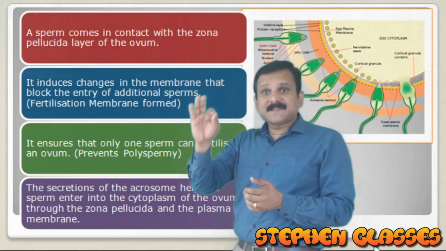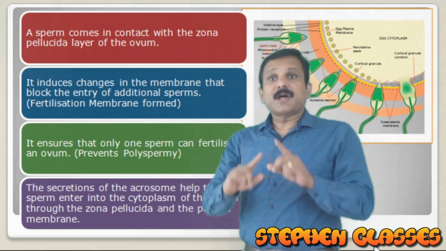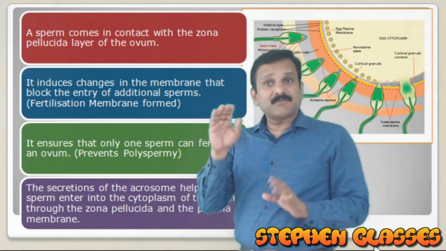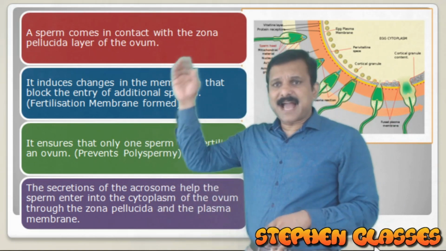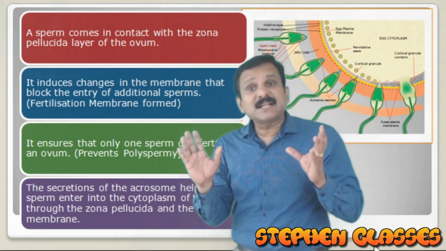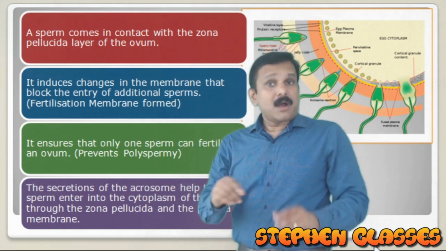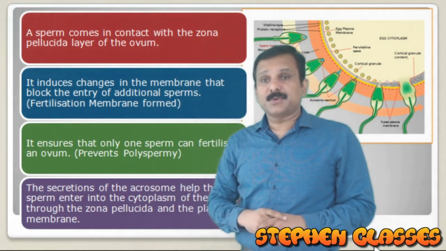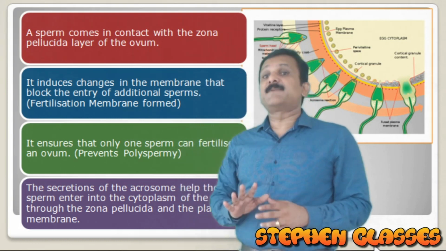When it comes in contact with the zona pellucida layer, some changes happen to the membrane. The ovarian membrane will undergo a thickening. There will be reactions inside the ooplasm involving cortical granules, and these reactions result in thickening of the membrane. Now additional sperms cannot enter. Only one sperm can enter an ovum, which is called monospermy. Entry of more than one sperm is prevented.